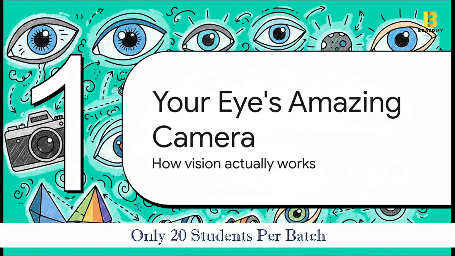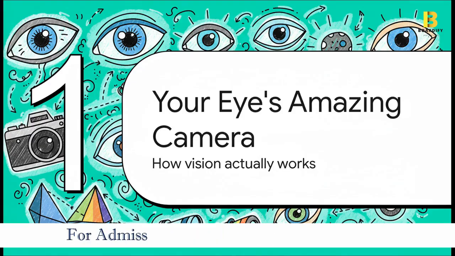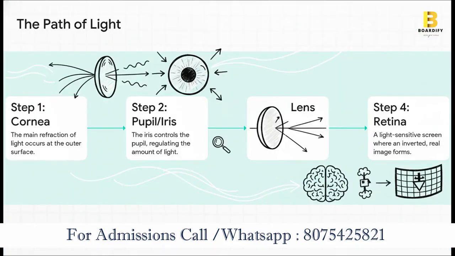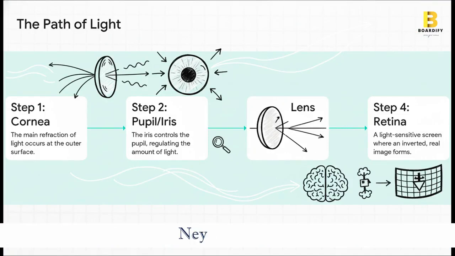Let's really get into how vision actually works. Seriously, just think of your eye as this incredibly advanced camera. We're about to check out all its most important parts. So, light goes on this little journey just to let you see. First, it hits the cornea, and that's where most of the bending or refraction happens.